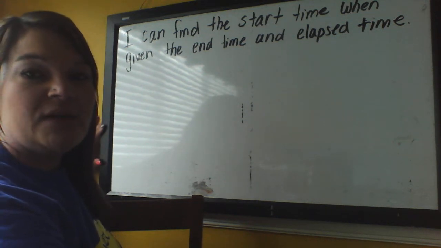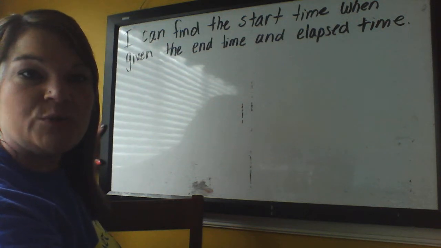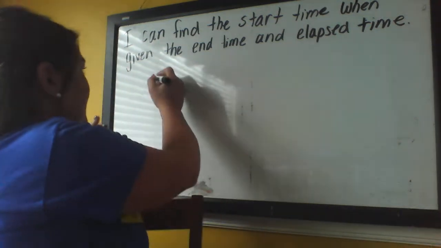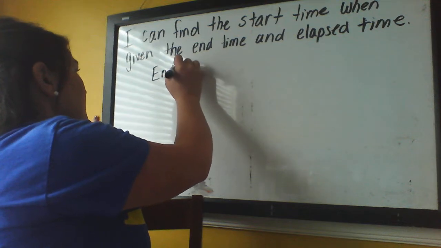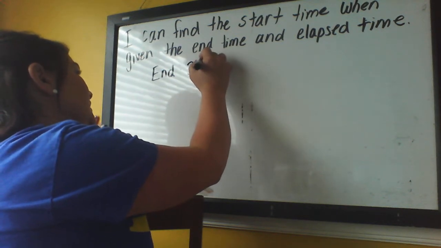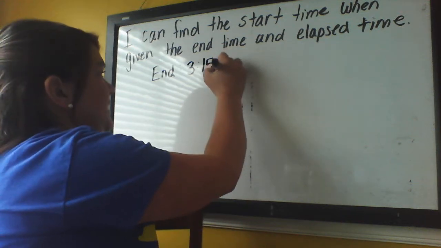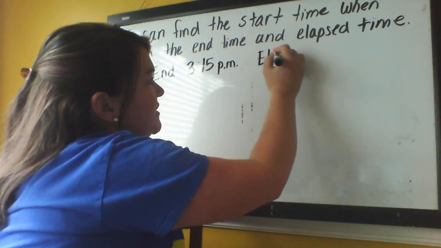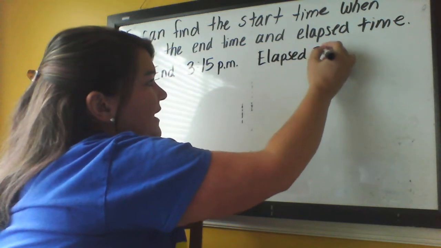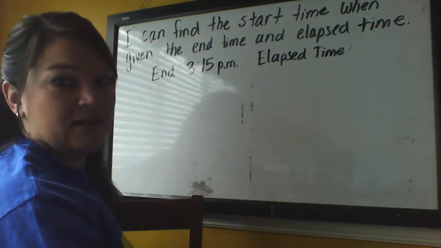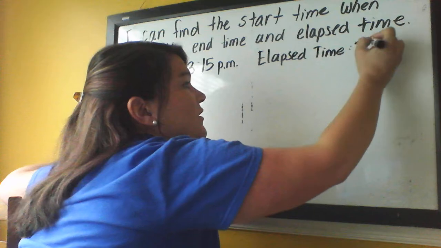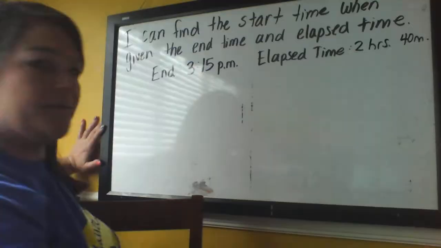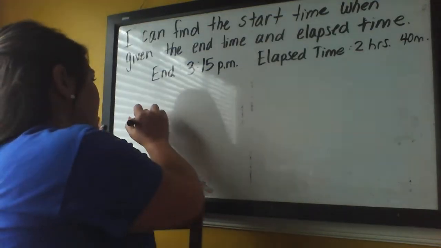And if you remember, this week we have been using movies to practice time. So I'm going to tell you that my movie ended at 3:15 p.m. Okay? And then I'm going to tell you that my elapsed time, which is all the time in between, elapsed time would be how long the movie lasts. Okay? And this is going to be a really long movie because this movie lasts 2 hours and 40 minutes.